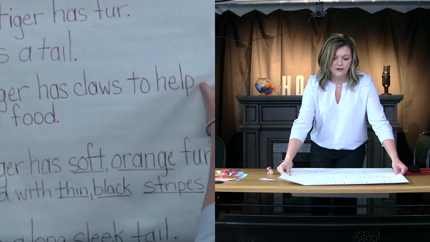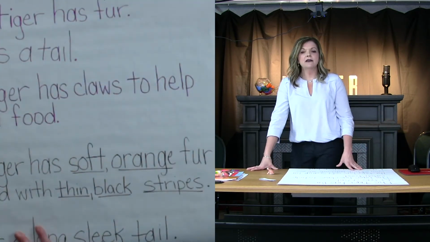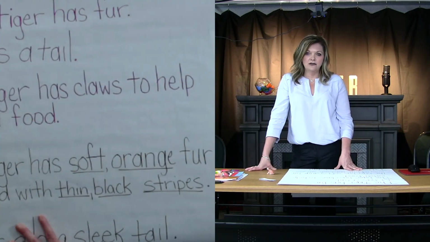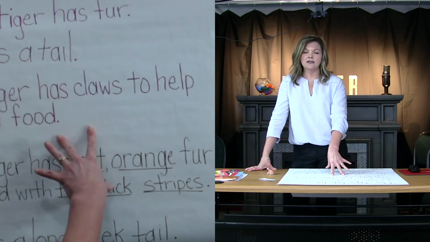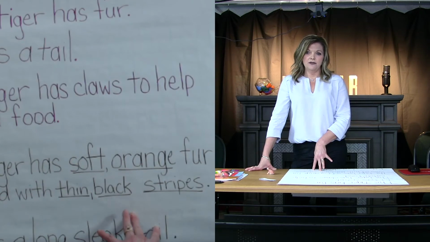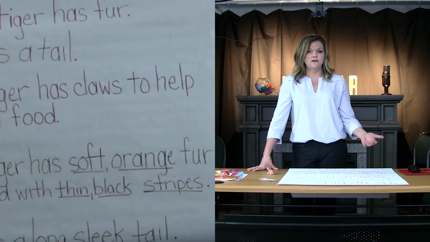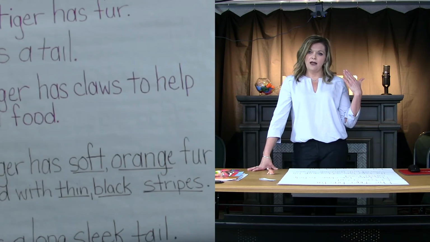So what you do is you have the kids close their eyes, and I'm going to read these sentences to you. The sentences I just read to you, you would read to the kids with their eyes closed. Then you have them say, okay, what did you visualize? What did you see as I read?